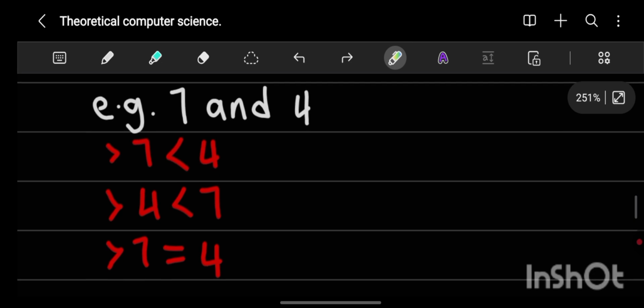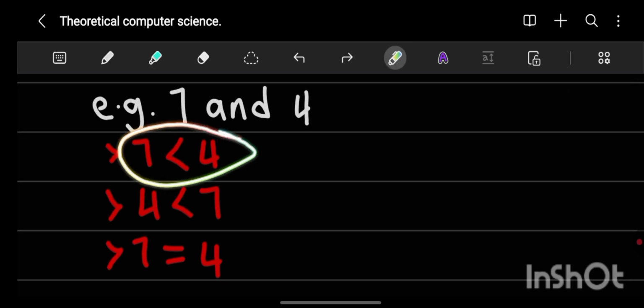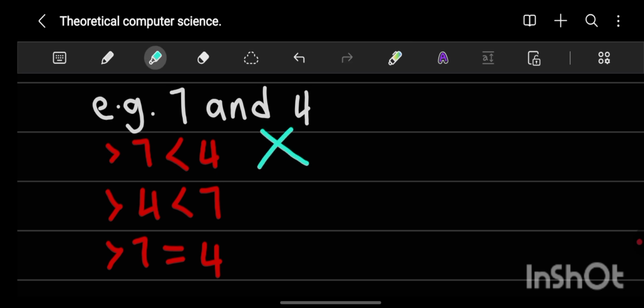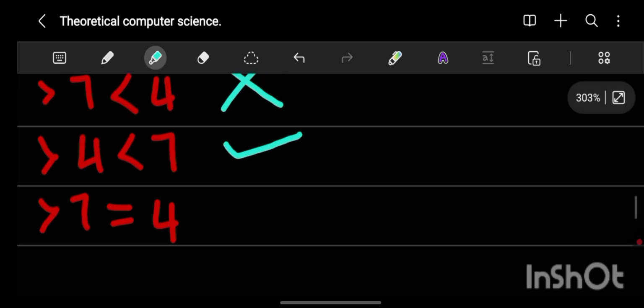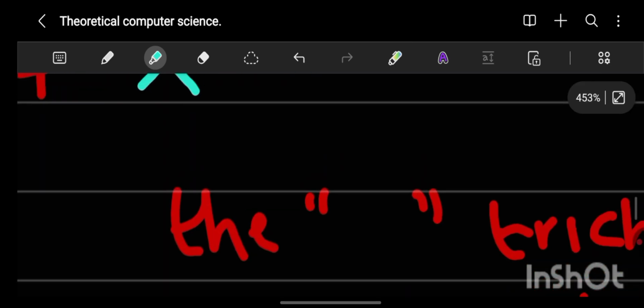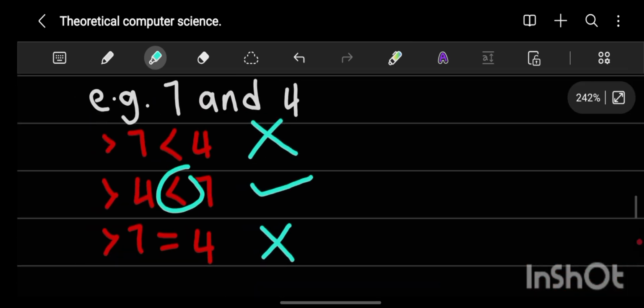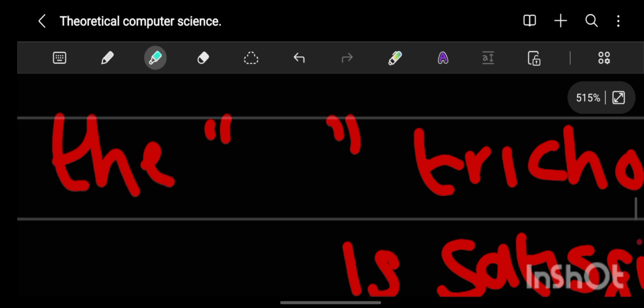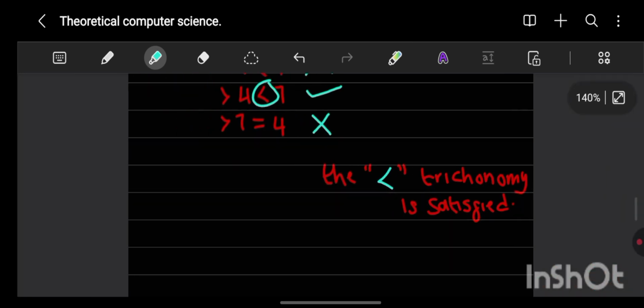For example, if you have 7 and 4, 7 cannot be smaller than 4, right? But 4 is smaller than 7, so we take that. 7 is not equal to 4, right? So if you want to explain this, you would say this kind of trichotomy passes. You would say the smaller-than trichotomy is satisfied. So that is how you basically do relations.